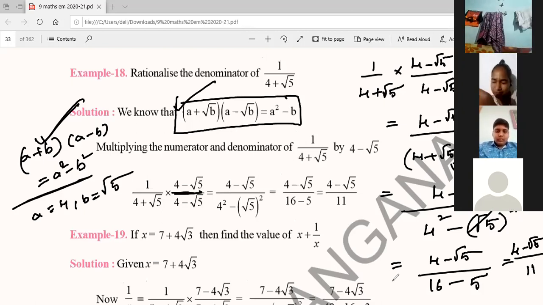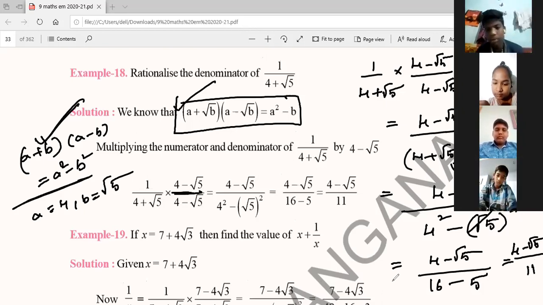Sit properly, all of you. Okay, 4 minus root 5 by 11 is the answer. Any doubts in this problem?